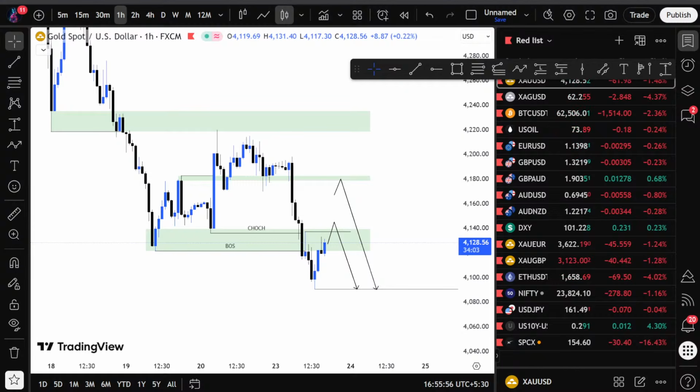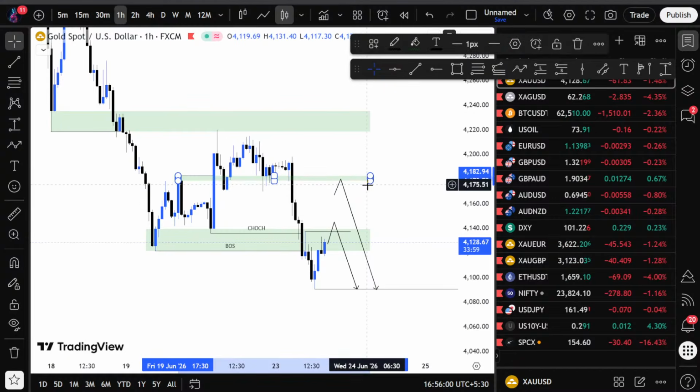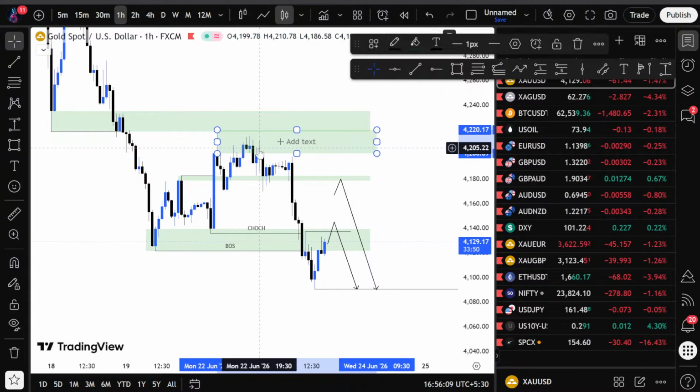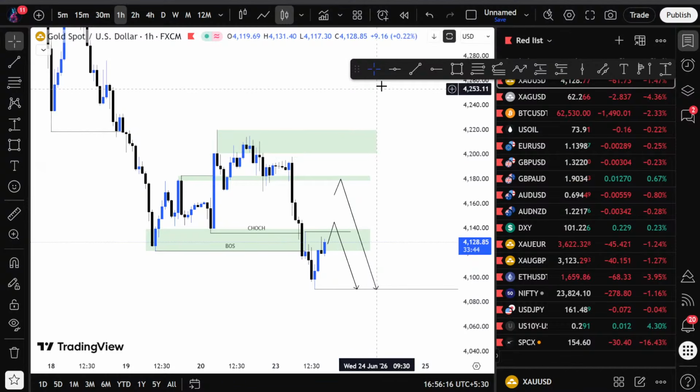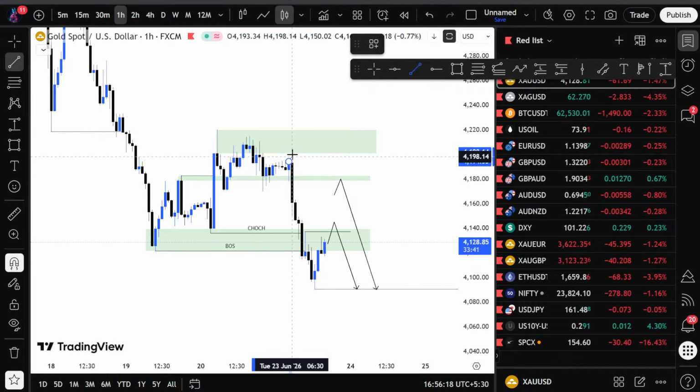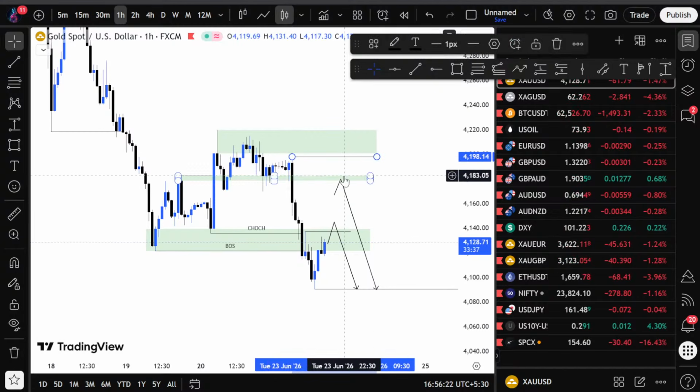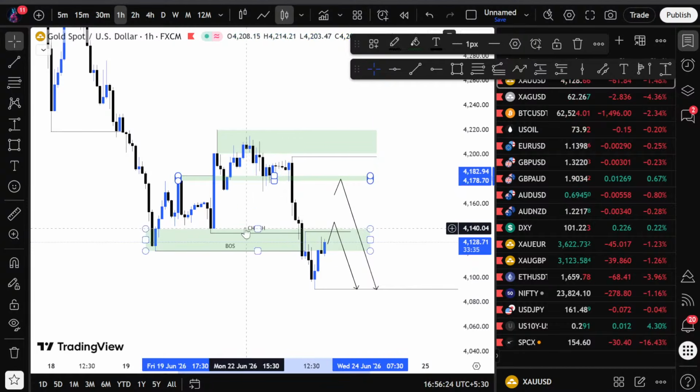$4180 and 4220, both areas. This is the 4180, it is QML, and 4200, which is this one, has already been tapped here. So this will be very risky. We need a sweep for it. If price sweeps this inducement and gives us a rejection, then we can short. Otherwise, there's QML and breaker block. We have three areas here.